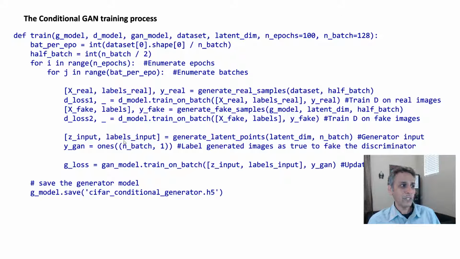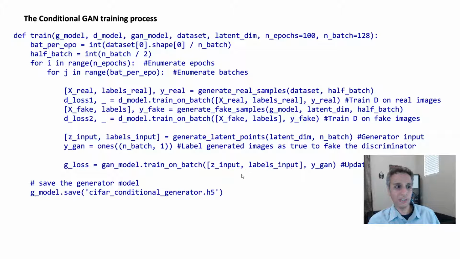And then you just go ahead and train your GAN. How? Well, again, you have your latent vectors and labels as input, and your Y GAN. Always for the GAN, your labels or Y is going to be ones, because you want to fool the discriminator that the fake images are real images. Okay, that's exactly why we always have this as ones.